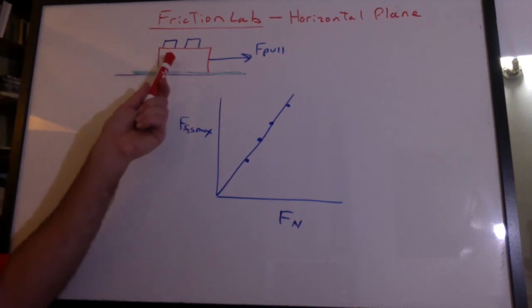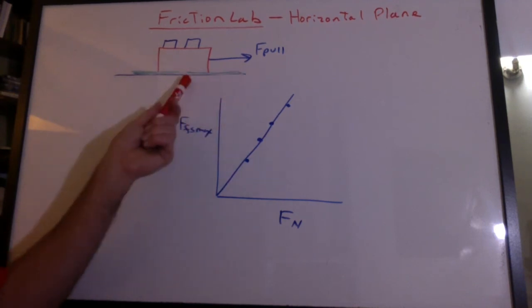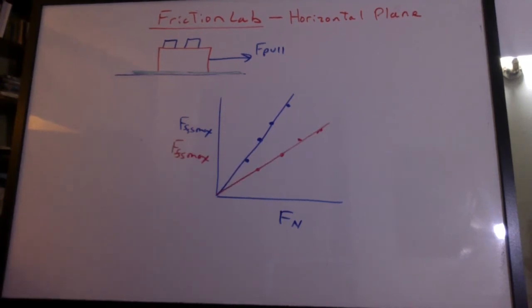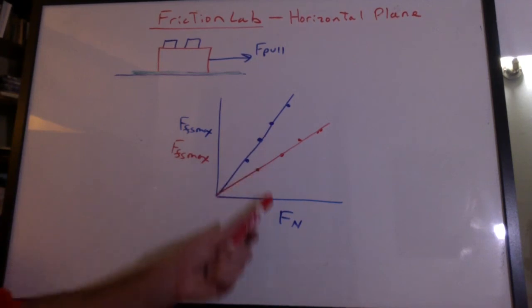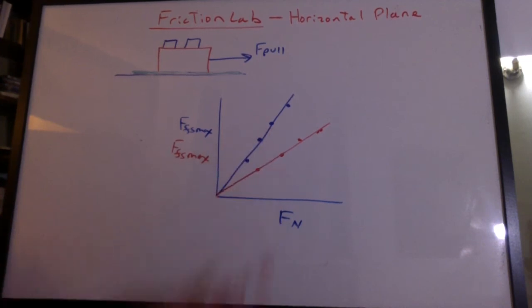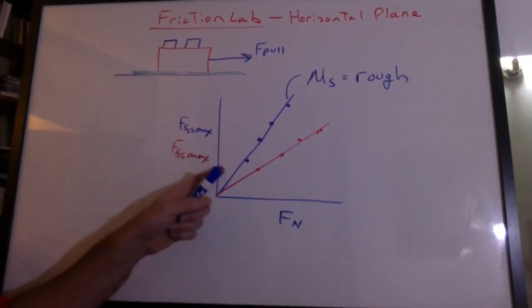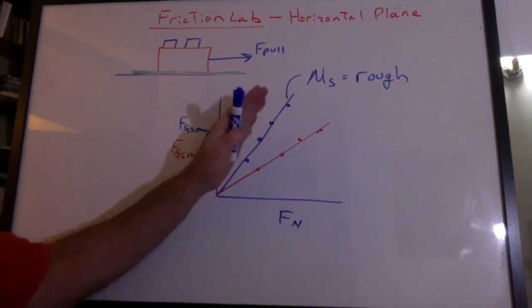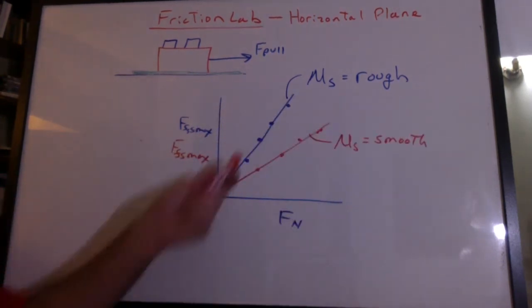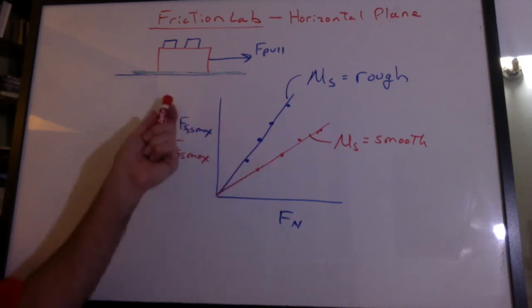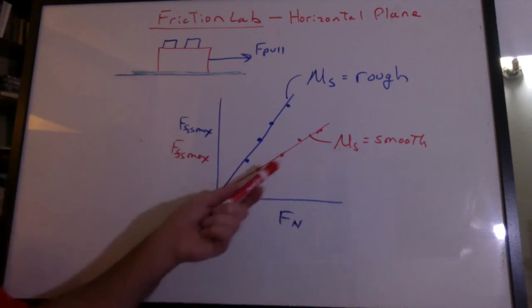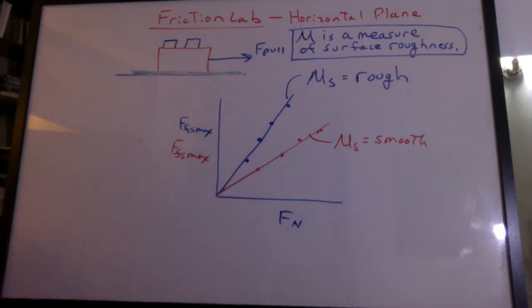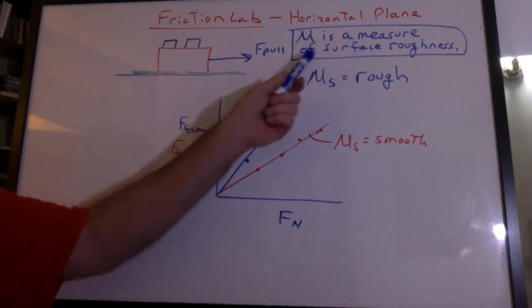For each trial, I won't have to pull as hard because I have the lubricating spray. That means my maximum static friction would be less for a given normal force. What does that tell me about the mu? The slope is the mu, and because it's so steep, it would tell me that it's rough. Because it takes less force to move the block, this has a lower coefficient of static friction, and we would say that this surface was smooth. So we can say that mu is a measure of surface roughness.